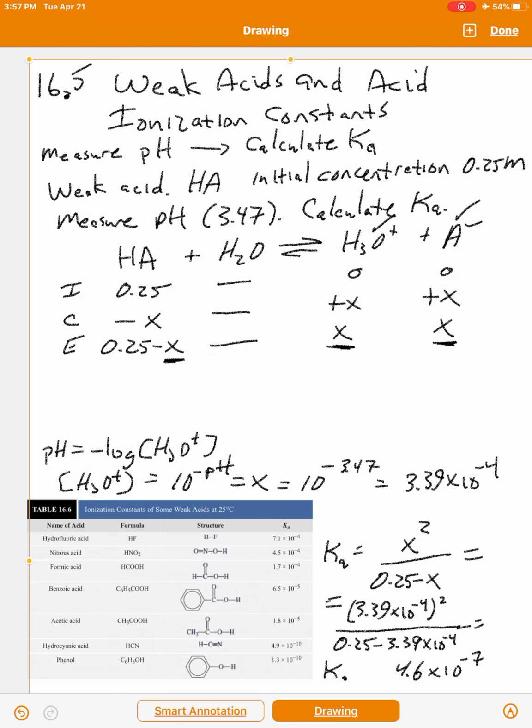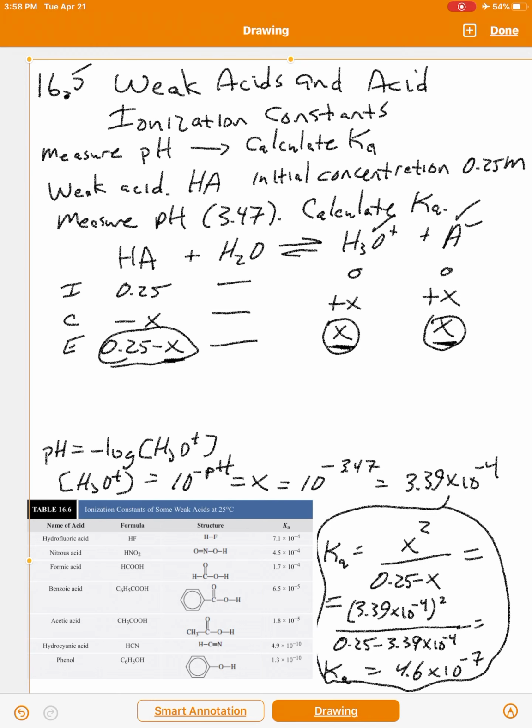There's our Ka, right? So look at this problem. This is our third type of problem. We are given the initial concentration of the acid. We're given the pH. The pH, by using hydronium, is 10 to the minus pH. That gives us this value here. It gives us this value here. And it also gives us this value here. So once you find out what X is, you plug them back into the expression here, and that will give you Ka for the weak acid.